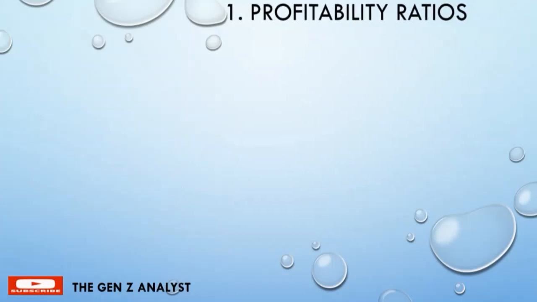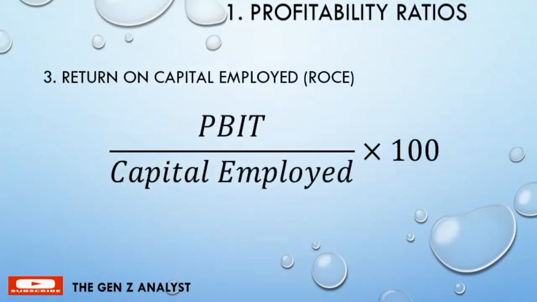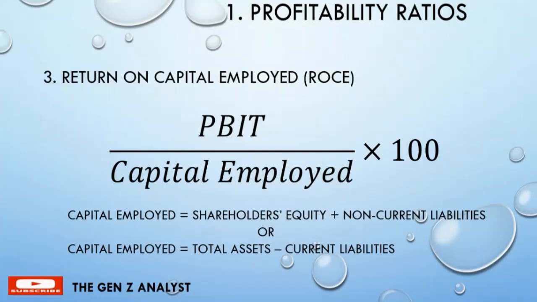The next one is the return on capital employed. The return on capital employed is a very useful ratio when it comes to accounting and finance, and this is calculated by the profit before interest and tax divided by capital employed, and then we multiply that by 100. Now, what is capital employed? Capital employed is calculated by adding our shareholders' equity to our non-current liabilities, or we can calculate the capital employed by deducting our current liabilities from total assets.